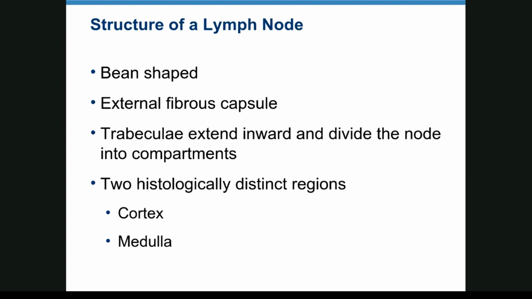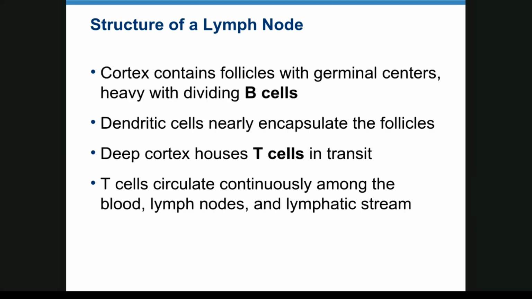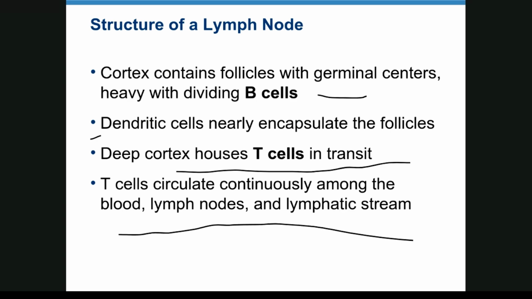A lymph node is bean-shaped, with an external fibrous capsule. Trabeculae inside divide the node into compartments, and it has a cortex and a medulla. Okay, the cortex has a lot of B cells in it, and dendritic cells, and the deep cortex houses T cells, but they're generally in transit. They don't like to hang around, they like to move. B cells can set up shop in a lymph node and stay there forever, for your entire life. T cells circulate, moving in and out here and there.